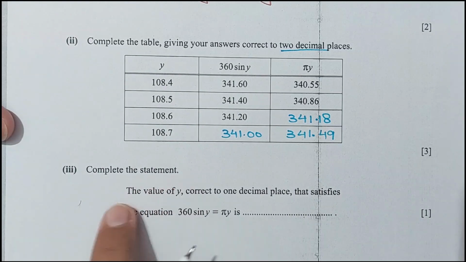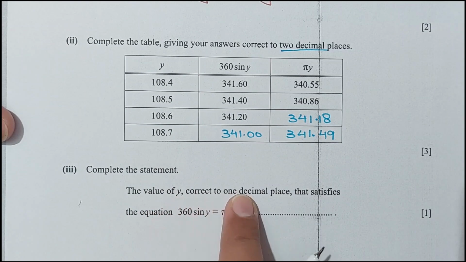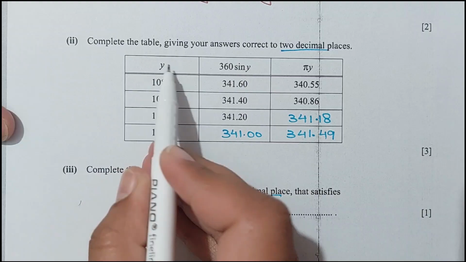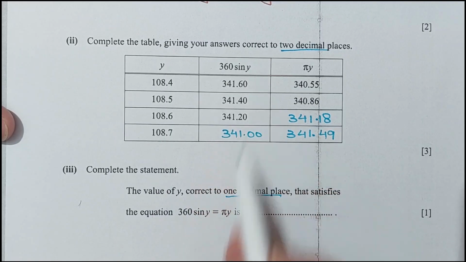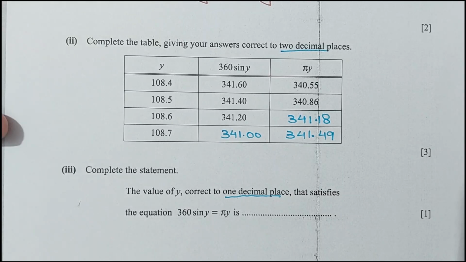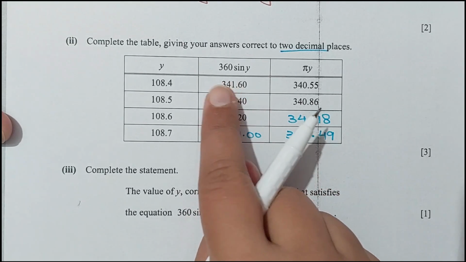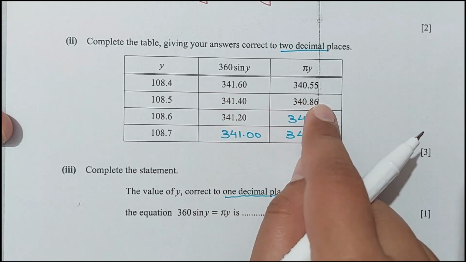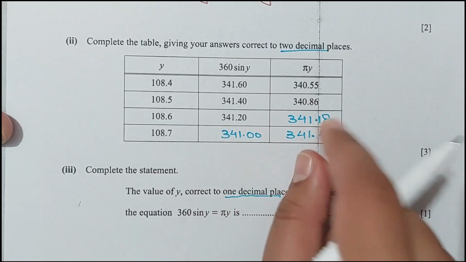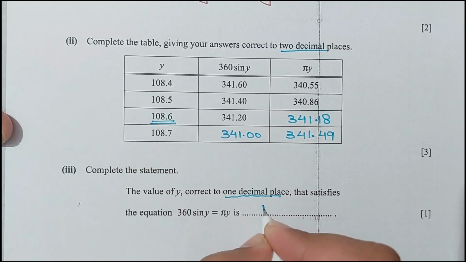Now for part 3, complete the statement. The y value correct to 1 decimal place that satisfies the equation 360 sine y equals pi y is... So look at the table. Which value of y satisfies this equation? The values are 341.60, 340.86, 341.20 and 341.18. So this value of y satisfies it: 108.6, right?